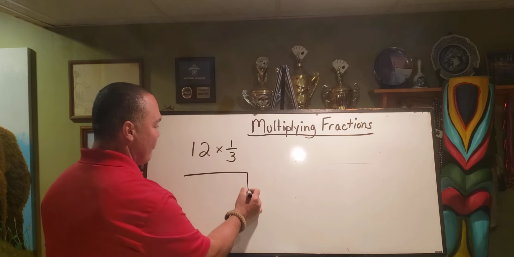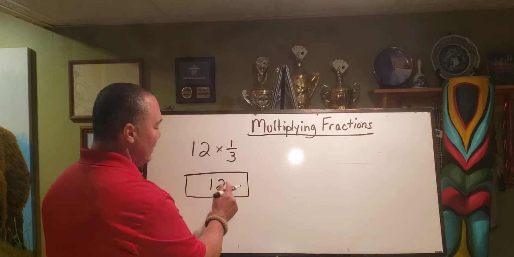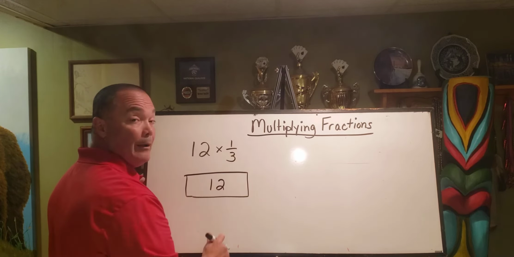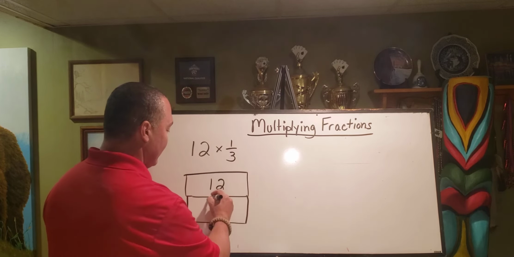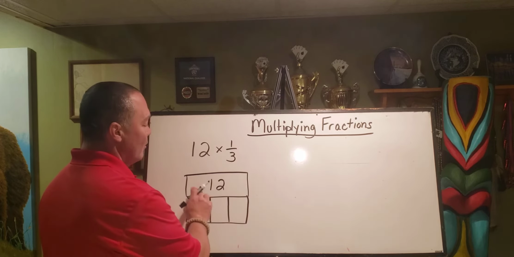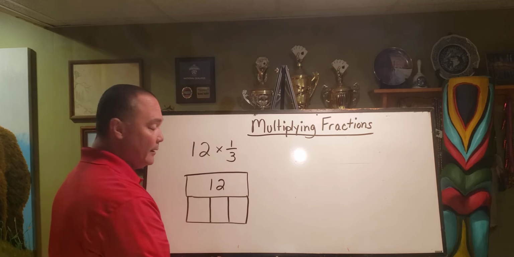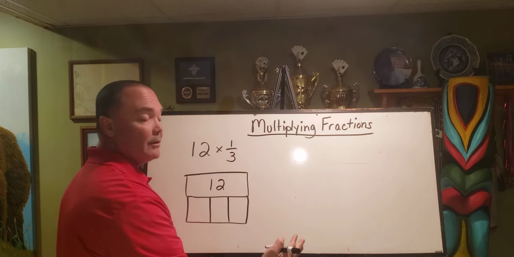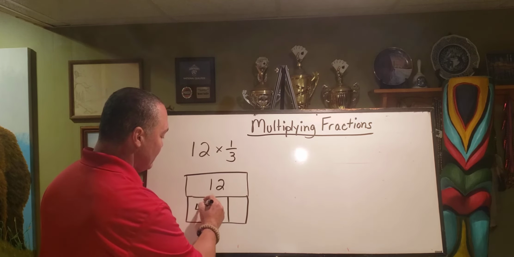So if I represent my whole being 12, I know I want to cut it into 3 equal parts. So below it, I can cut it into 3 equal parts. So what I'm asking is, when I break 12 into 3 parts, what's 12 divided by 3? Well, I know that 4 times 3 is 12. 12 divided by 3 is 4.